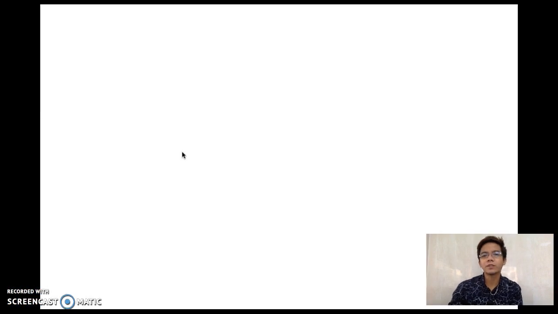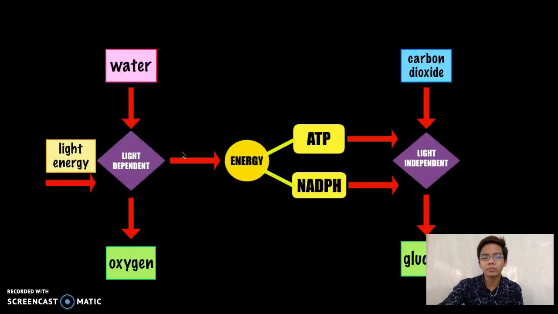So this is now the overview of both reactions involved in photosynthesis. We have light energy and water, which will undergo the light-dependent reaction, producing oxygen and energy in the form of ATP and NADPH. Now, the ATP and NADPH will be utilized together with carbon dioxide by plants, and will undergo the light-independent reaction in order to produce glucose.